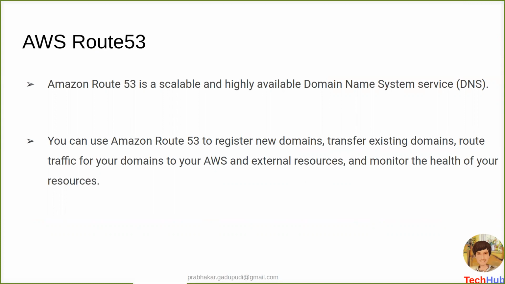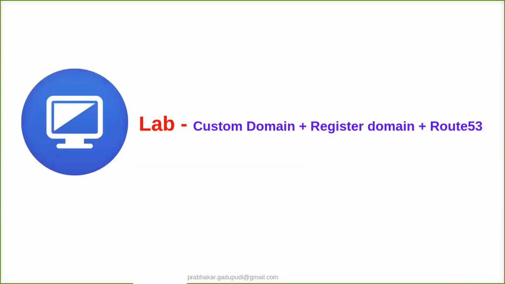That means Route 53 sends automated requests over the internet to a resource such as a web server to verify that it's reachable, available and functional. Route 53 effectively connects a user request to infrastructure that is running in AWS, such as an Amazon EC2 instance, Elastic Load Balancer or any other Amazon Web Services. So now let's go to the lab.